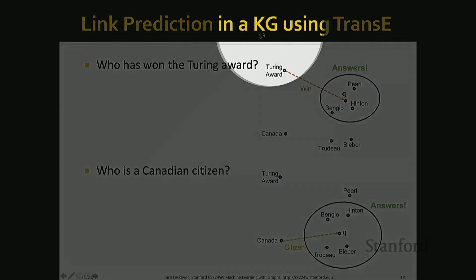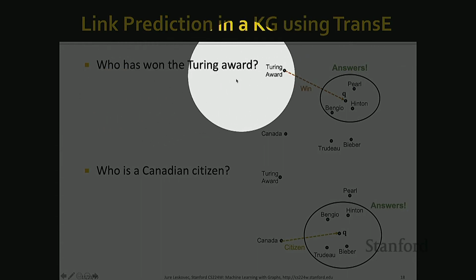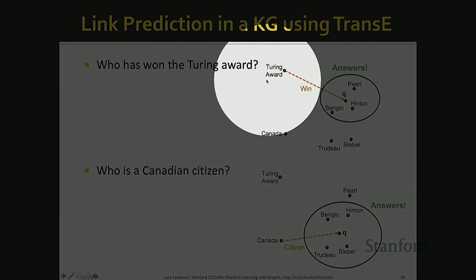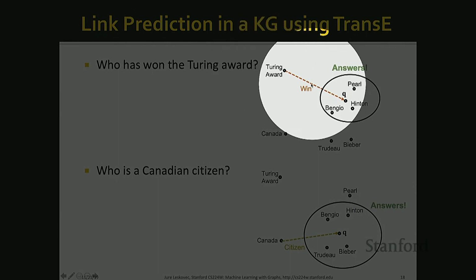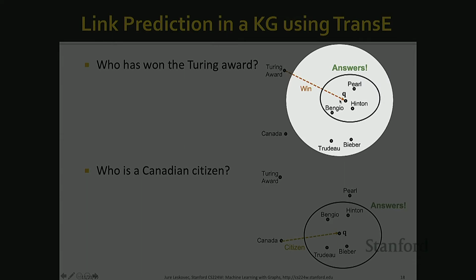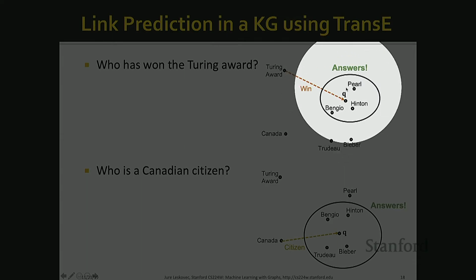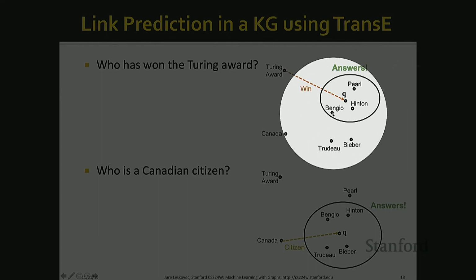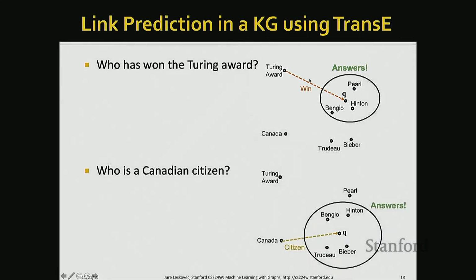For instance, we have this query which is who has won the Turing Award? So what we do here is our head entity is Turing Award, then we have the win relationship, and this will bring us to a certain area of our embedding space. And what we find here is that the neighbors of the query vector are Pearl, Hinton, Bengio, and a lot of other people that have won the Turing Award in the last decades. Basically, we find the entities that are in the neighborhood, so they are close enough to our query, and we just connect them.